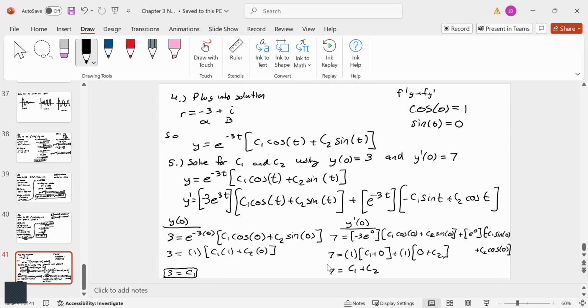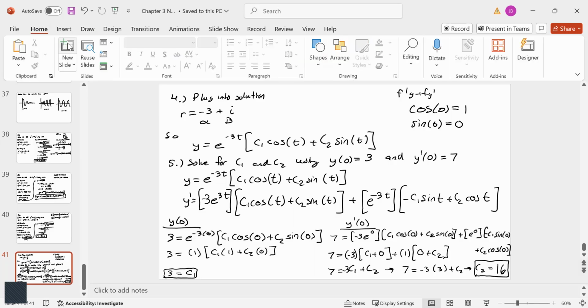I want to make sure I didn't miss anything. I did miss a number. I forgot a negative 3 right here. Because e to the 0 is 1, but the negative 3 is still there, right? So negative 3C1, which then means 7 equals negative 3 times 3 plus C2, which means C2 is equal to, if you add over the 7 with the 9, you get 16. I believe that is the correct answer. And it is 16.